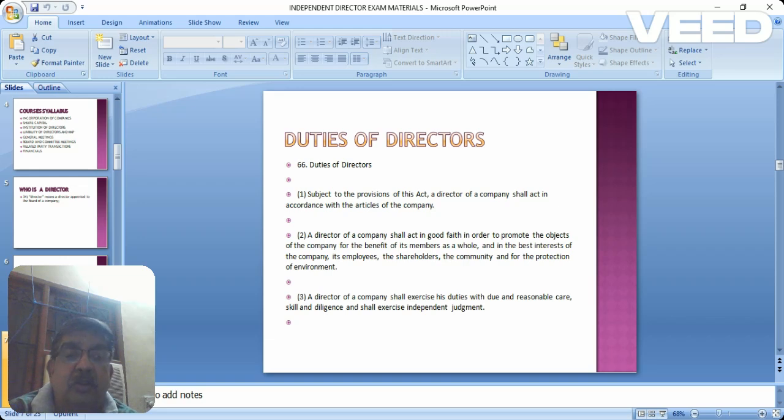So as a whole, a director has to act in good faith to promote the main objects of the company for which the company is pursuing. He has to act in good faith and it will benefit the members as a whole in the best interest of the company, its employees, its shareholders, the community, and for the protection of the environment.